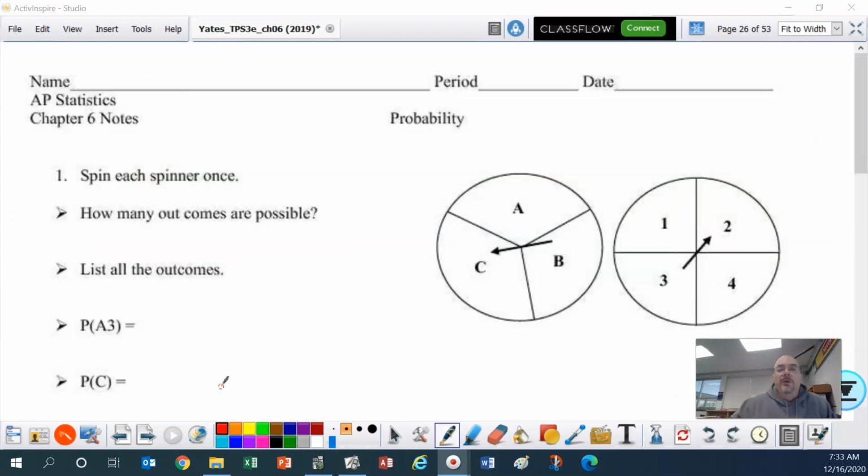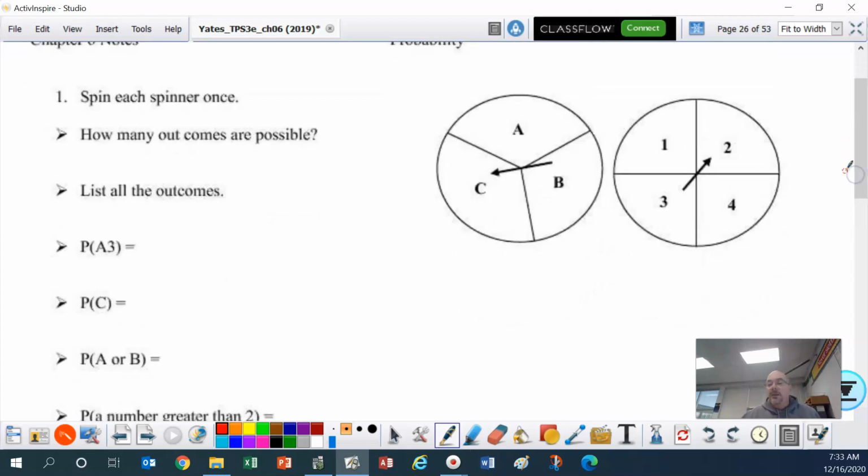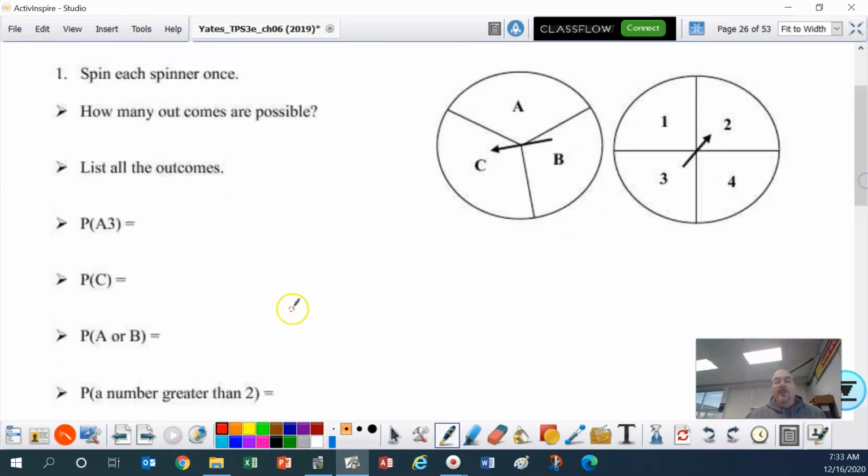Here we go. In this case, we've got 3 spinners, A, B, C, and 1, 2, 3. Hey, A, B, C. As easy as 1, 2, 3. Never mind. How many outcomes are possible? Remember that is the multiplication rule. There are 3 possibilities for this spinner and 4 possibilities for that spinner. So 3 times 4 means there are 12 possibilities.